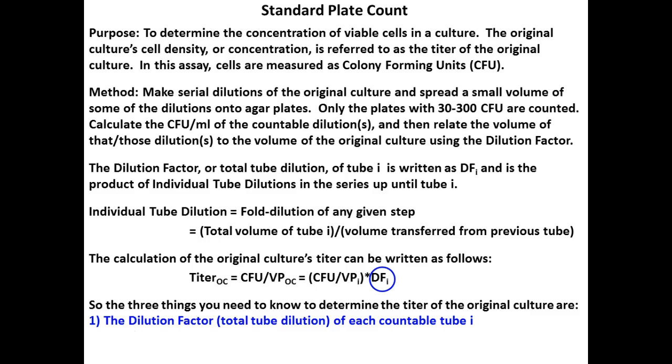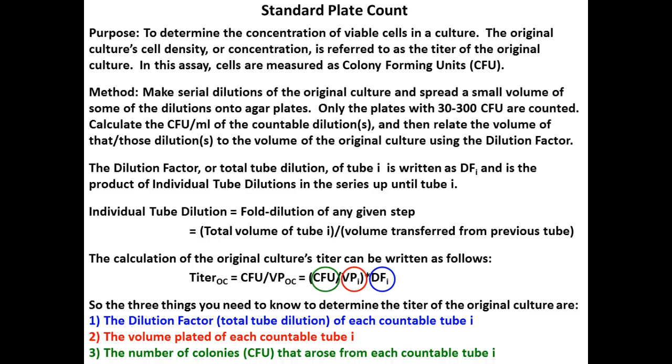So 3 things you need. The dilution factor of the tube, right? That total dilution factor of the tube that you plated, the volume you plated, and the number of colonies on that plate, which of course have to be in range.